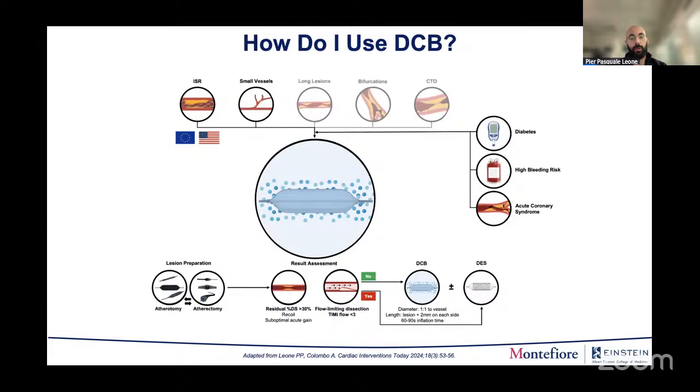It covers the whole lesion length that we treated. So usually it's 2 millimeters on each side, and it's inflated there enough time for the drug to actually elute, or go from the balloon to the lesion site. And of course, if anything happens in the middle of this procedure, from lesion preparation until also after drug-coated balloon angioplasty, we always need to keep in mind that we always have drug-eluting stents that can really help us in case anything goes south.